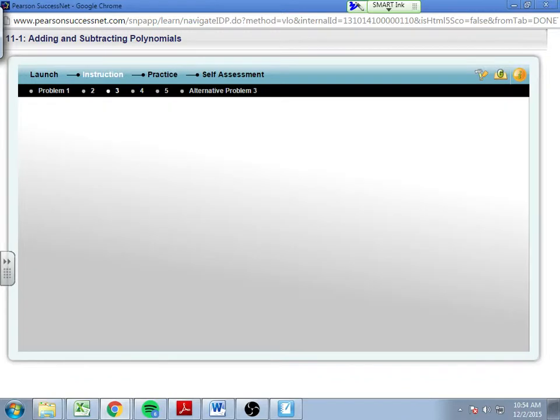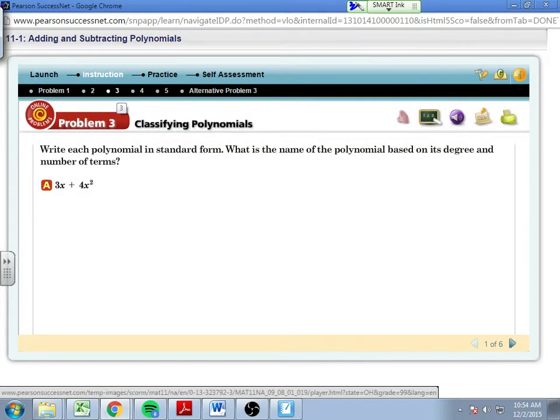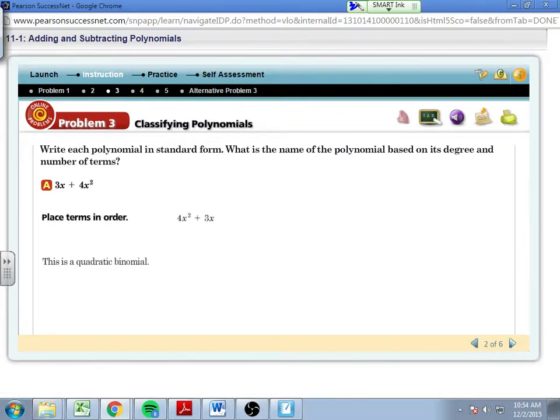So now we have to classify polynomials. Write each polynomial in standard form. What's the name of the polynomial based on its degree or number of terms? Now when we talk about standard form, what does it really mean? Standard form is just putting them with the higher power first. When we start getting into trinomials and the quadratic function, you're going to be used to seeing something that looks like ax squared plus bx plus c, because this has degree 2, this has degree 1, and this c really has degree 0. So standard form is just writing them in order of degree.